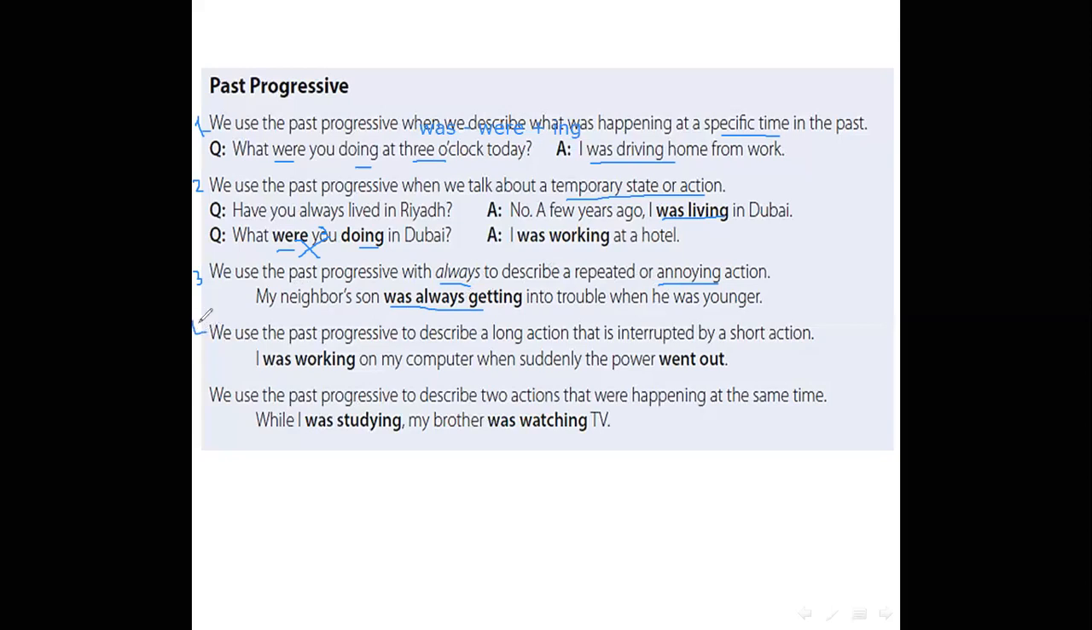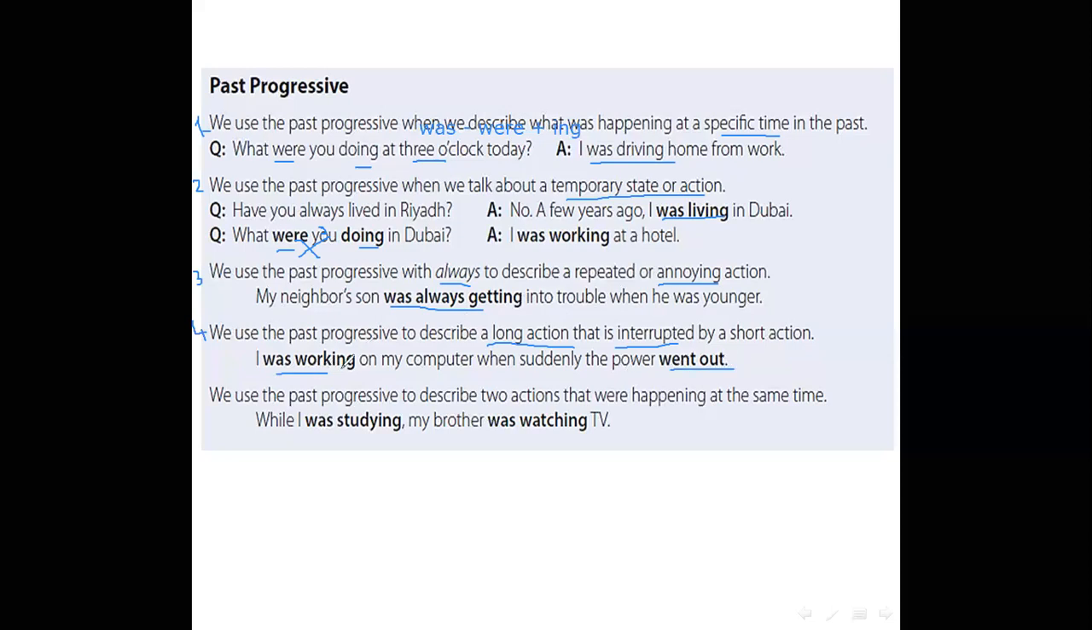Number 4, we use the past progressive to describe a long action that is interrupted by a short action. For example, I was working on my computer. This is a long action. Okay? Suddenly the power went off.